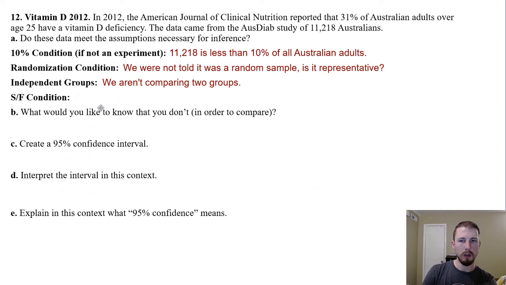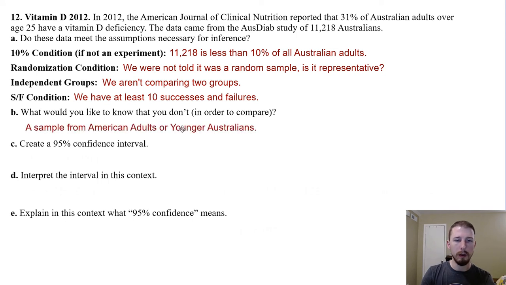Success failure condition, we want to know, do we have at least 10 successes and 10 failures? Are our samples large enough to use bell curves? If we do n times p and n times q, 31% of this is certainly more than 10 in our sample that had the vitamin D deficiency, and certainly 69% of this would be at least 10 that did not have the deficiency. What would we like to know in order to compare? Maybe we're comparing against Australians younger than 25, or against American adults. I would like to know that in order to do comparative statistics, which is more fun, I think.